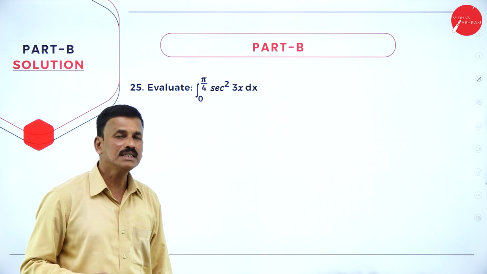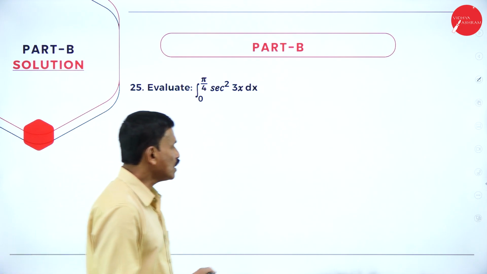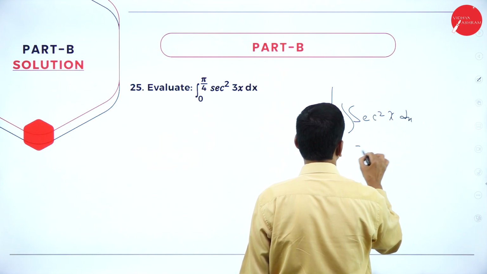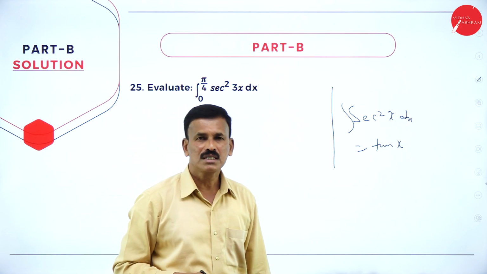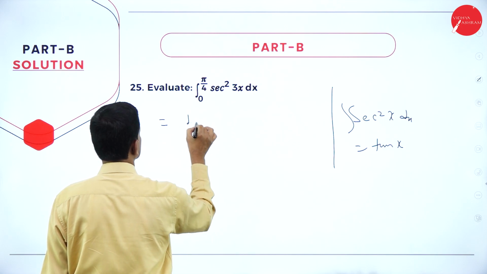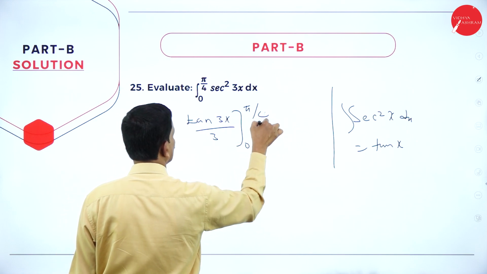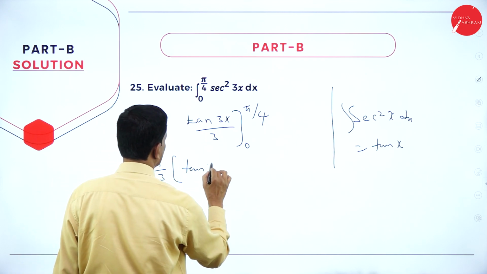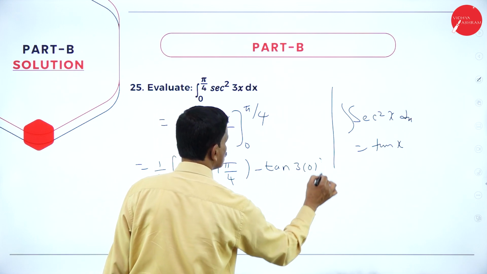So that is from integrations. Evaluate 0 to pi by 4 secant square 3x dx. Now what is integral of secant square x? Integral of secant square x dx is equal to tan x, because differentiation of tan x is secant square x. Integral of secant square x is tan x. So here what is given? Integral of secant square 3x is tan 3x by 3 between the limits 0 to pi by 4. Okay, now just take 1 by 3 out, apply the upper limit, tan of 3 times pi by 4 minus tan of 3 times 0.